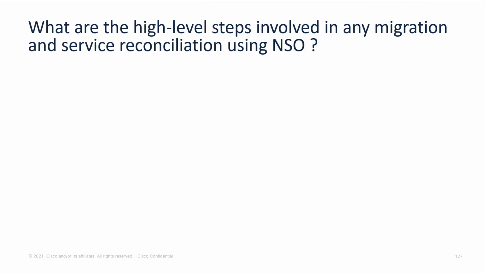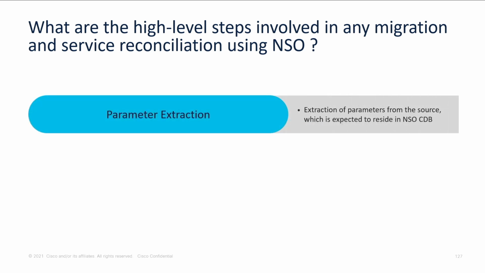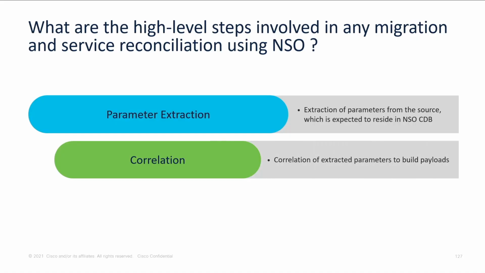So what are the high-level steps involved in service discovery? The first thing we do is parameter extraction. For example, if you talk about an L3 VPN service, we normally have a VRF definition, we have the layer 2 interfaces where the VRFs are attached, and finally, we have the PE-CE routing protocol. We extract all those parameters, and what do we do next? Because we may have tens of VRFs, hundreds of interfaces, but how do we tie them together? That is done during the correlation phase.